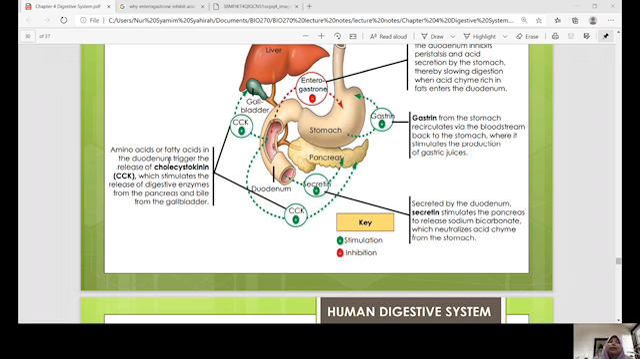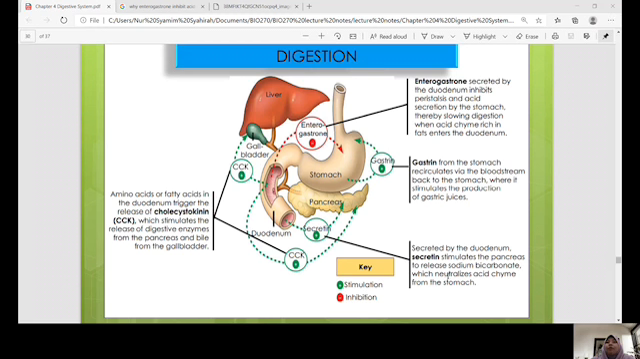Now we go into the last hormone, cholecystokinin. So amino acid or fatty acid in the duodenum triggers the release of CCK, which stimulates the release of digestive enzyme from the pancreas and bile from the gallbladder. So these are another stimulation by the CCK to produce digestive enzyme from the pancreas and bile. Bile ialah jus hempedu, from the gallbladder. Right, so there are 4 of them: 1, 2, 3, 4. Four hormones that control our digestion system.